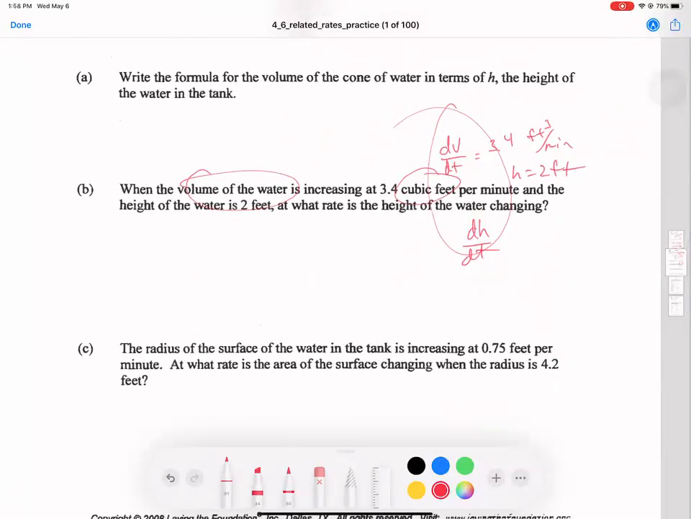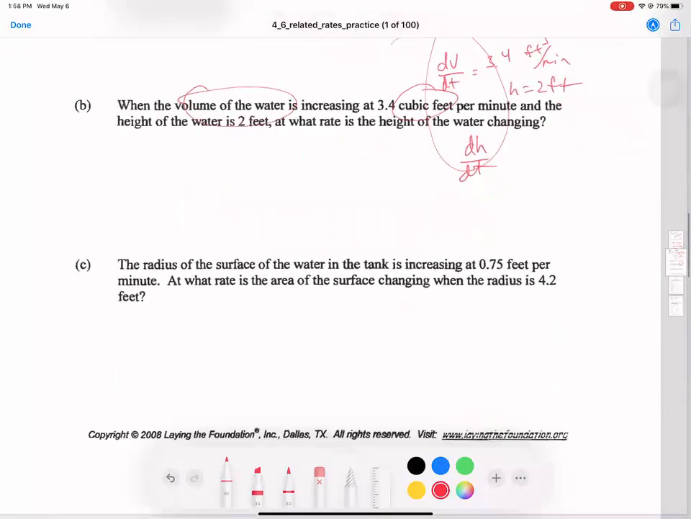And the last one: the radius of the surface of the water in the tank is increasing at 0.75 feet per minute. So dr over dt, the rate of the radius of the surface of the water, is equal to 0.75 feet per minute. At what rate is the area of the surface changing when the radius is 4.2?